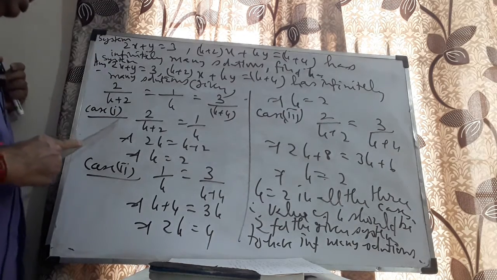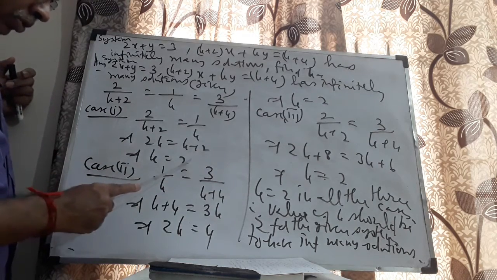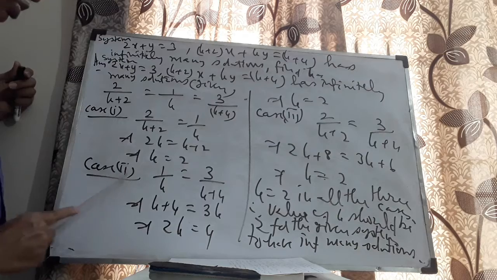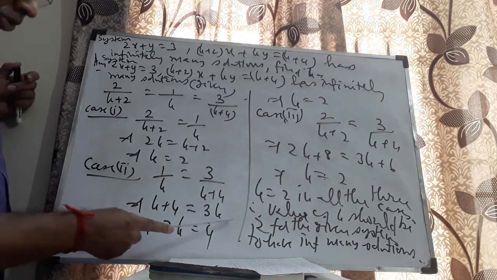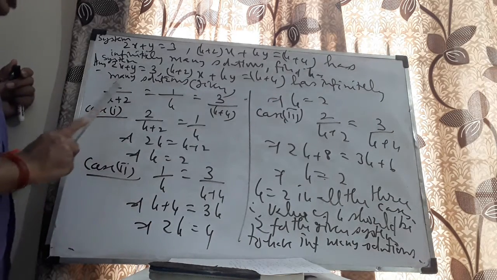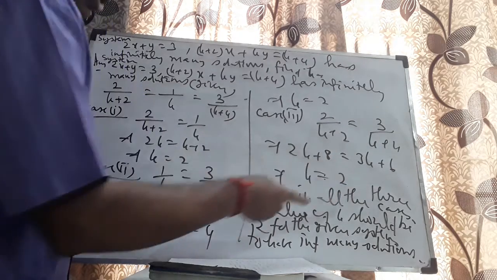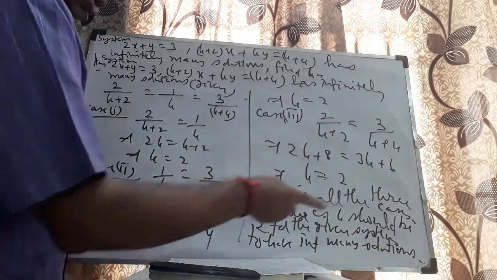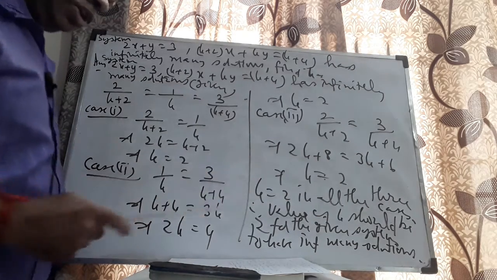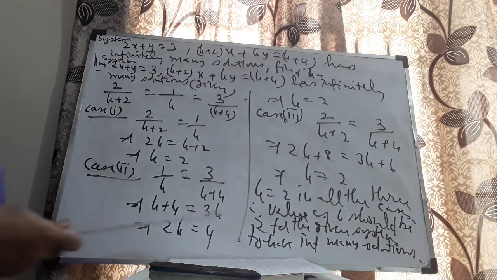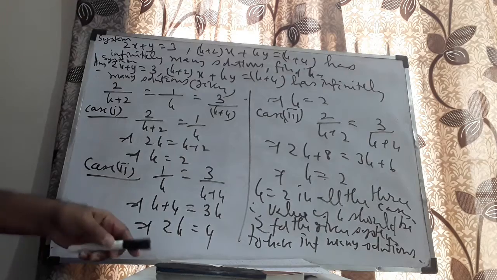Let us check over here. Case 1: 2 by k plus 2 is equal to 1 by k. 2k is equal to k plus 2. k is equal to 2. Now, case 2: 1 by k is equal to 3 by k plus 4. k plus 4 is equal to 3k. Therefore, 2k is equal to 4. Therefore, k is 2. Case 3: 2 by k plus 2 is equal to 3 by k plus 4. 2k plus 8 is equal to 3k plus 6. Therefore, k is equal to 2. k is equal to 2 in all the three cases. Therefore, the value of k should be 2 for the given system to have infinitely many solutions.